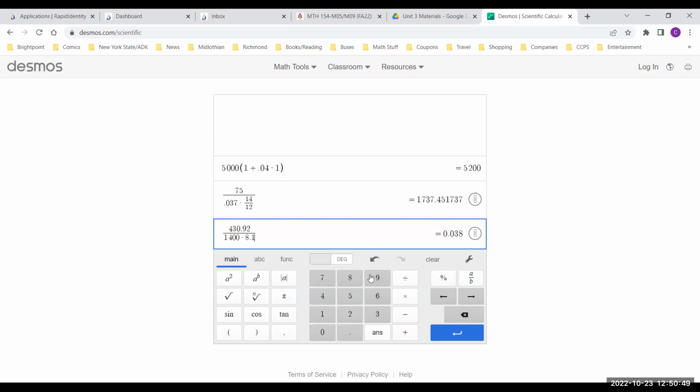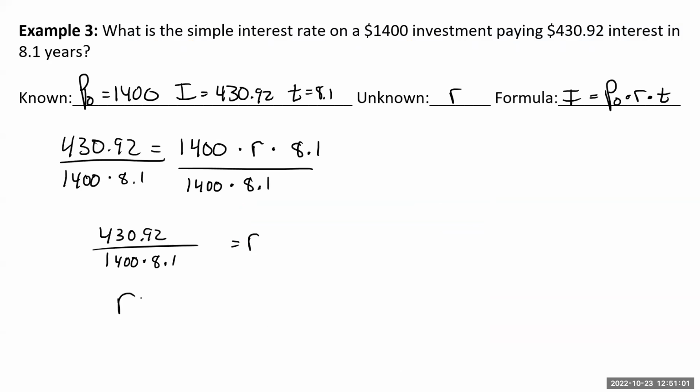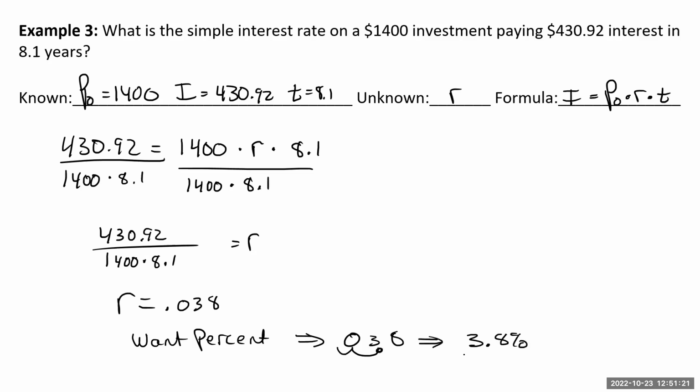Oh, yeah. Oh, we got a small number, 0.038. All right, oh yeah, we're trying to find our interest rate. Okay, 0.038. Let me write that down. All right, so we come out with this. R equals 0.038. Now, we want percent. So the calculator gave us a decimal answer. So since we want a percent, we're going to have to move the decimal point 1, 2. So this means that we have 3.8% is our interest rate.